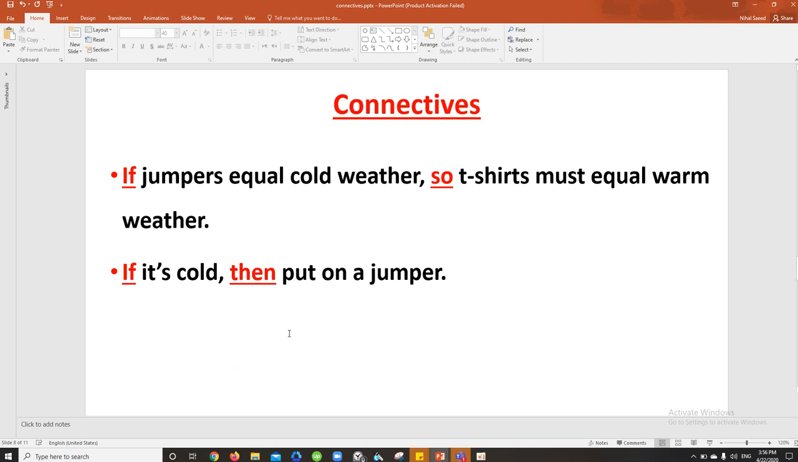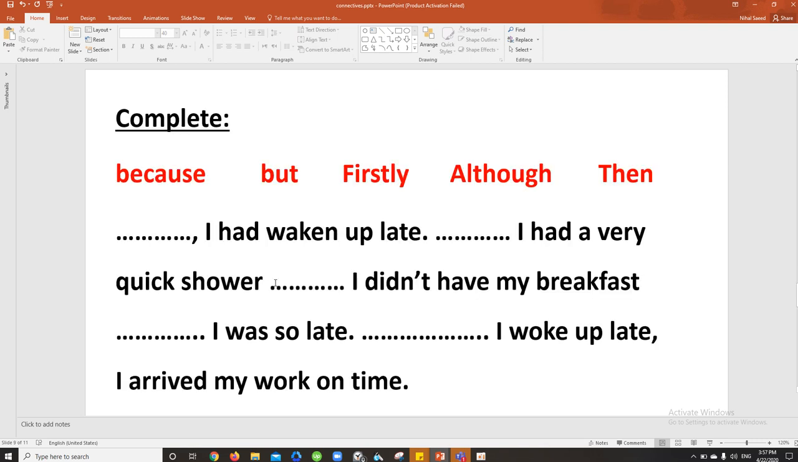I have two different kinds of connectives. The first one, if. So, if something happened, another thing will happen. For example, jumpers like pullovers or jackets. So if jumpers equal cold weather, of course we wear jumpers like pullovers in cold weather. So if jumpers equal cold weather, t-shirts must equal warm weather. So if something happened, the second thing will happen. The next one, if it's cold, then put on a jumper. They are very easy.